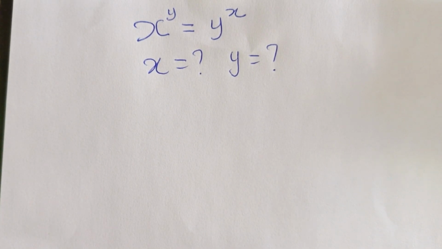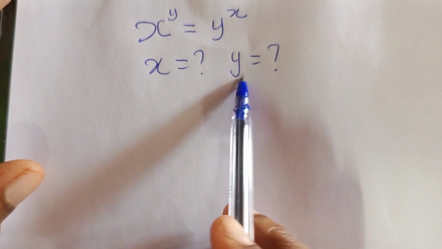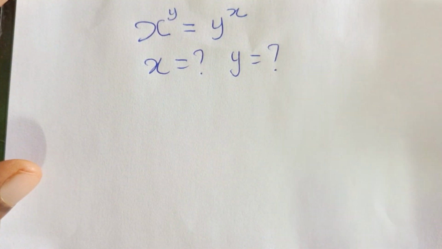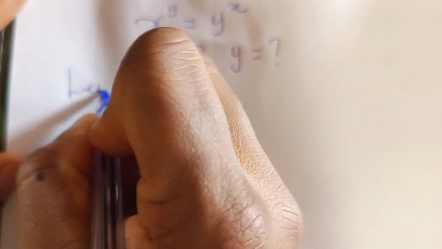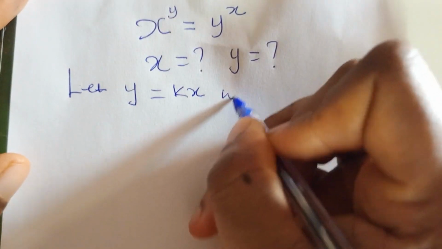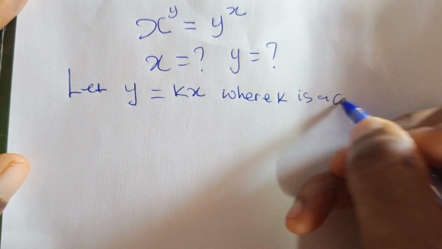Welcome to another tutorial. In this question, we are to find the value of x and y in this equation. Now, to solve this, we first of all let y equals kx, where k is a constant.